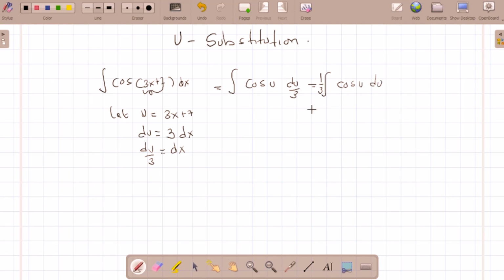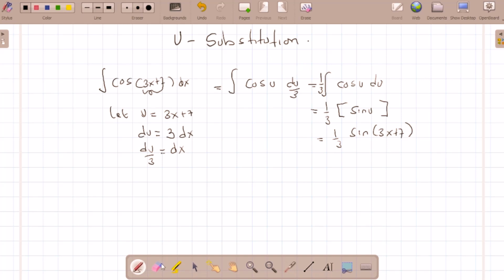Now this is a standard integral. The integral of cosine of u is sine of u. Okay, the integral of cosine of u is definitely sine of u. Now after going through this process, we need to resubstitute. And what was u? u is 3x plus 7. So we have 1 over 3 sine of 3x plus 7. So that is your integral.